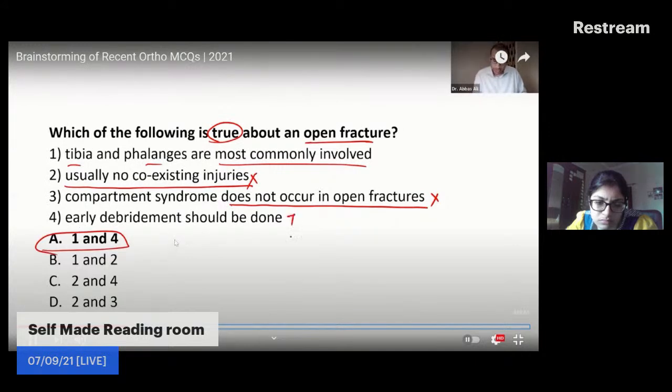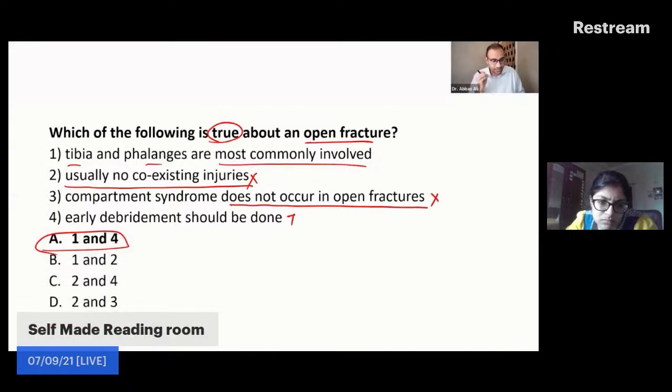Last statement: early debridement should be done. Yes, true. That is right. So you should do early debridement. Is this clear, Sohail? Is this clear, everybody? Did you understand that open fractures does not mean compartment syndrome will not happen, it can happen. Please keep that in mind. All right, listen to me.